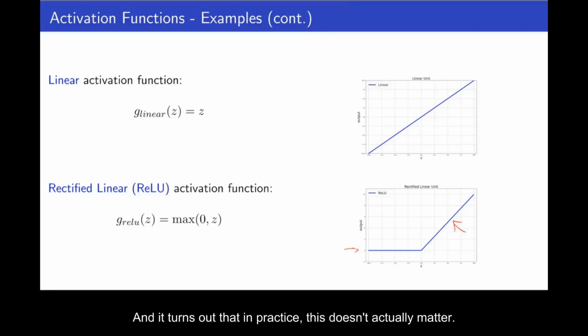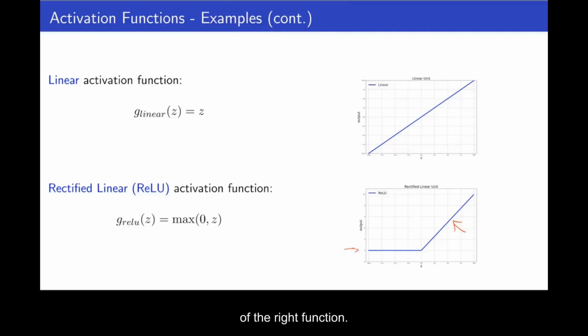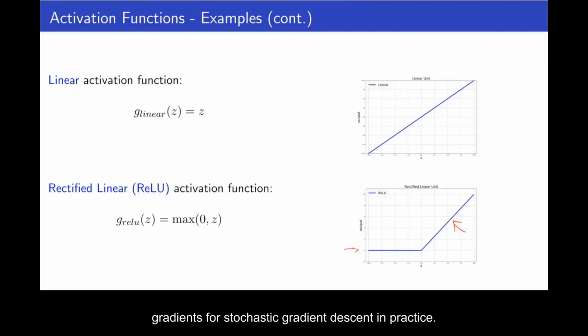And it turns out that in practice, this doesn't actually matter. In your code, you simply say that, for example, for inputs greater or equal 0, you use the derivative of the right function, and for inputs smaller than 0, you use the derivative from the left function. So this piecewise differentiability, that's actually all that we need in order to compute gradients for stochastic gradient descent in practice.